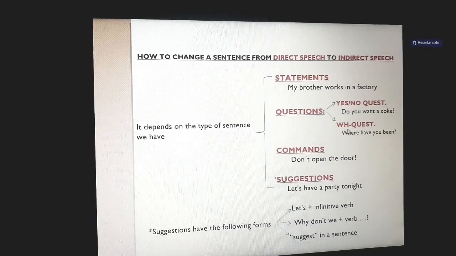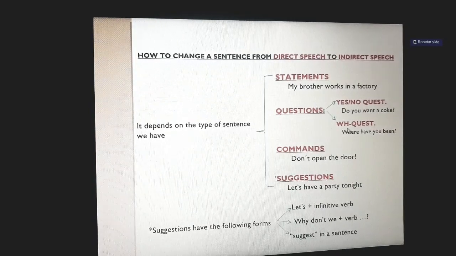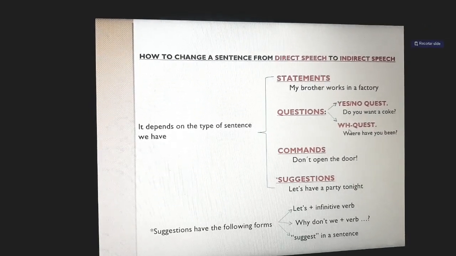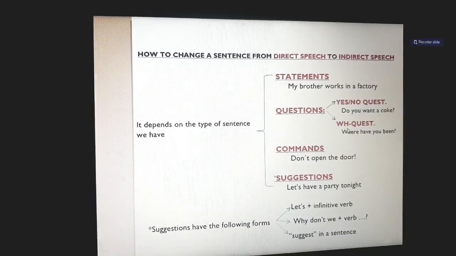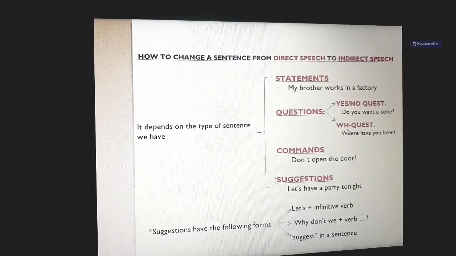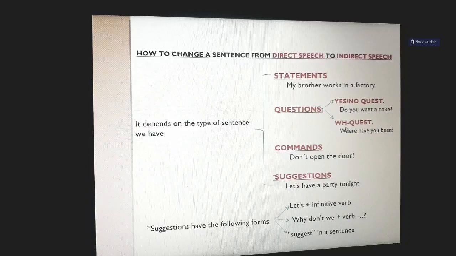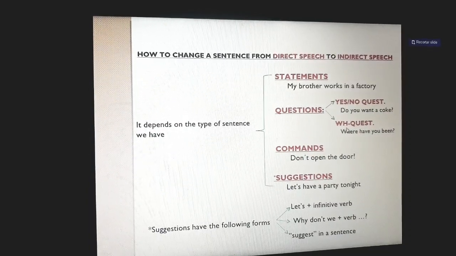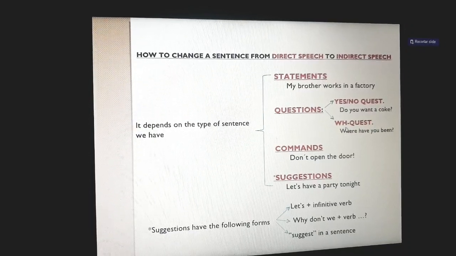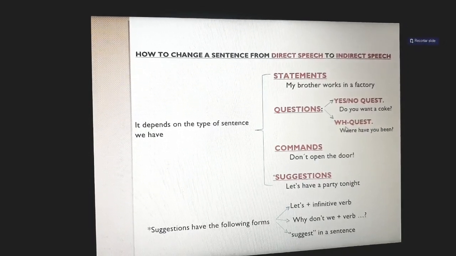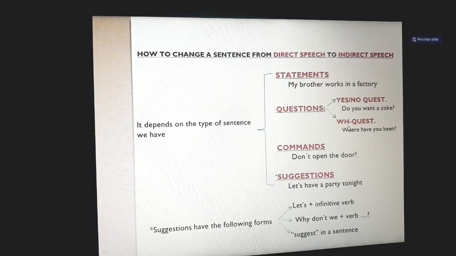We are going to revise the changes that we have to do when we change from direct into indirect or reported speech. Okay, I hope that you watched the previous lessons in a very good way, and you just memorize it inside your mind. Besides, I hope that you understand every word that I have said before.